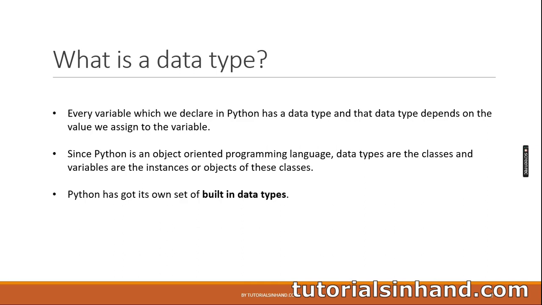Python has got its own set of built-in data types. As I have already said in one of our previous videos, Python is a dynamically typed programming language. So, initially you need not decide the data type of the variable. Python, being a dynamically typed programming language, automatically assigns the data type of a variable depending on the value you assign to that variable.